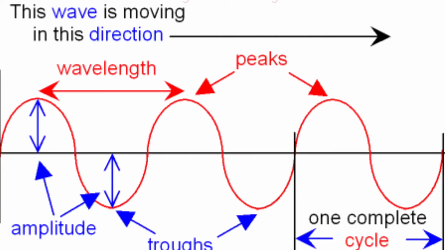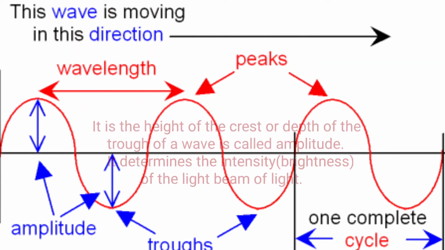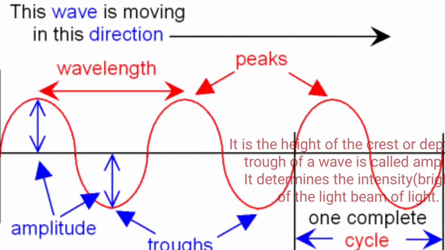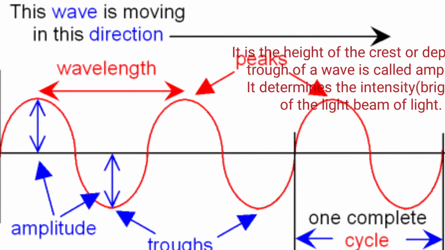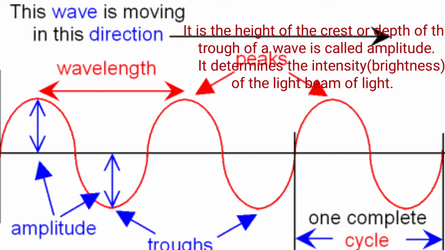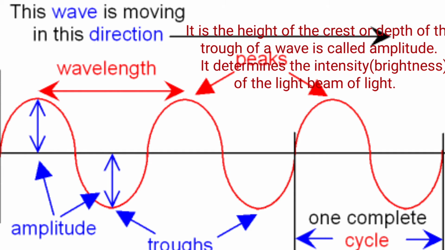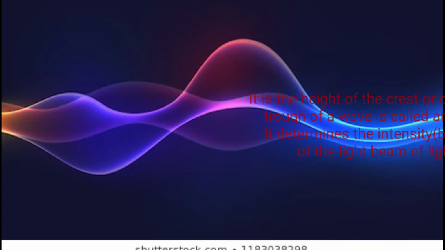The height of the crest or the depth of the trough is called amplitude. The symbol is A, and it determines the brightness of a beam of light. The amplitude squared gives the intensity, I is equal to A square. So these are the important terms to represent a wave.